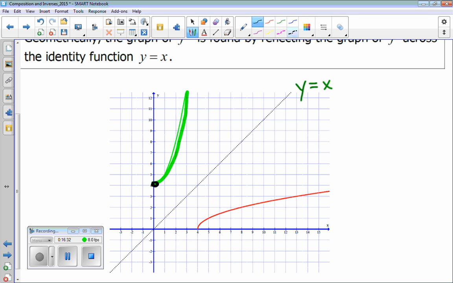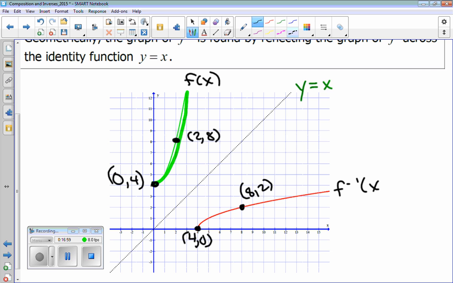In other words, the point (0, 4) would become what point now? (4, 0), and it does. Look, (4, 0). Pick another point. I don't care. Let's pick (2, 8). What would that point become on the inverse? (8, 2), and look, it does. So every point on the original function, if this was f of x, then its inverse would simply be the x and y coordinates switching.